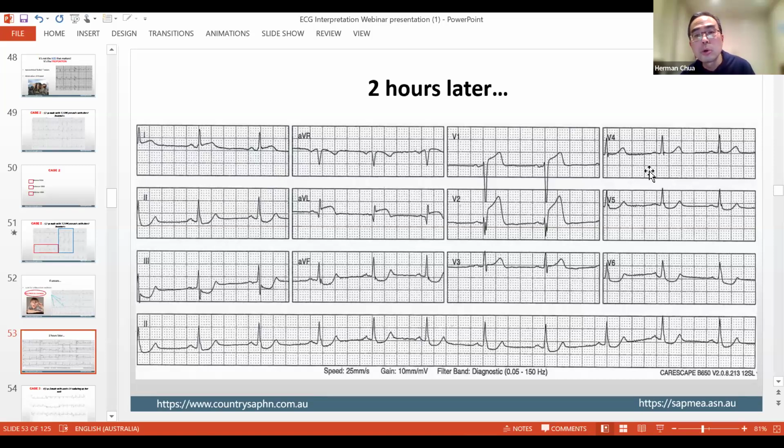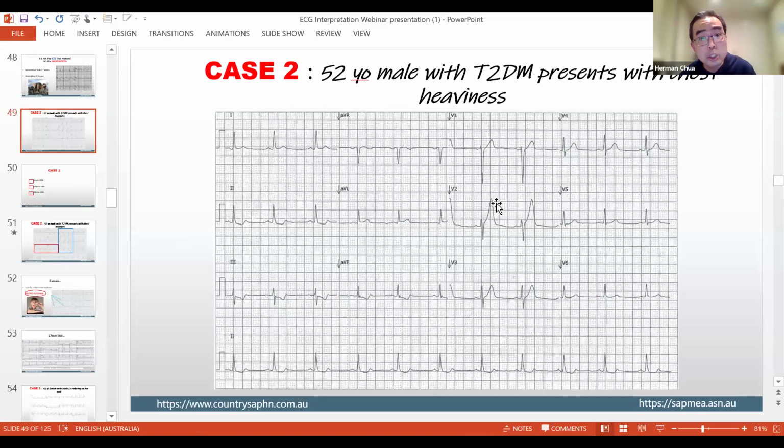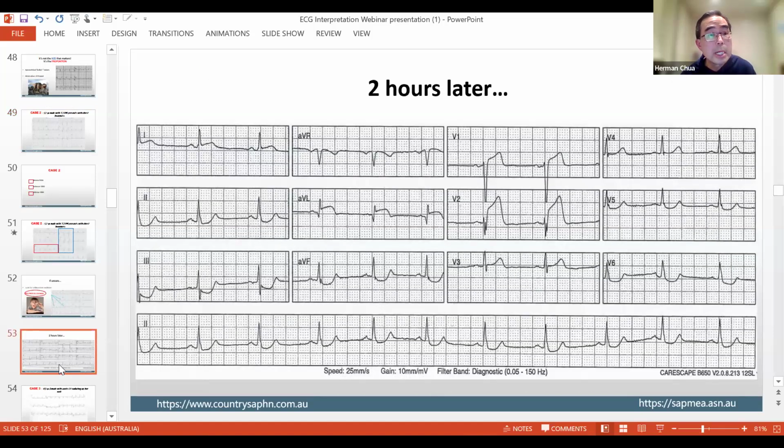So no one would miss this. Everyone will call this. But my challenge to you is, will you call it when it's at this stage? Will you recognize this when it's at this stage? So remember, time is muscle. The earlier you initiate treatment, the earlier you initiate transfer, the earlier you actually get the arteries open, the better the outcome will be.